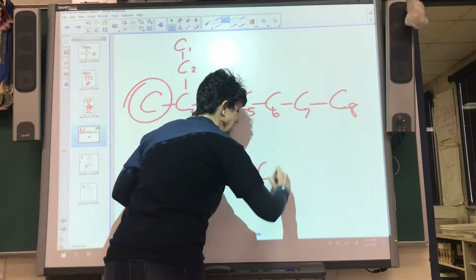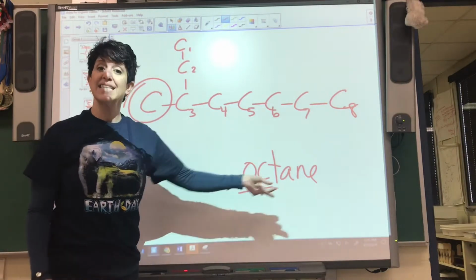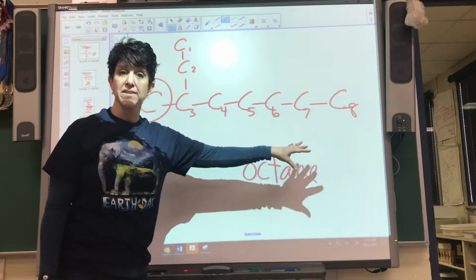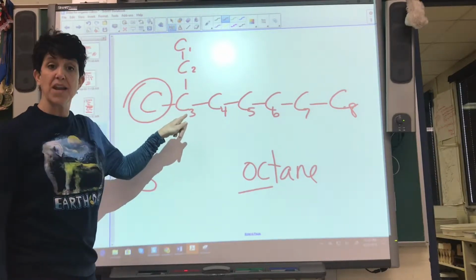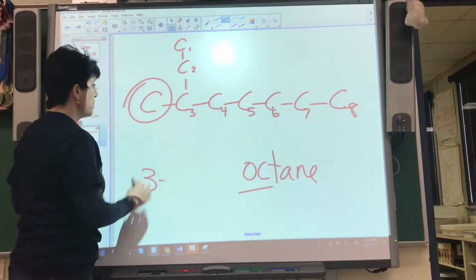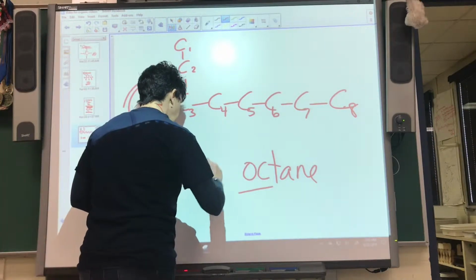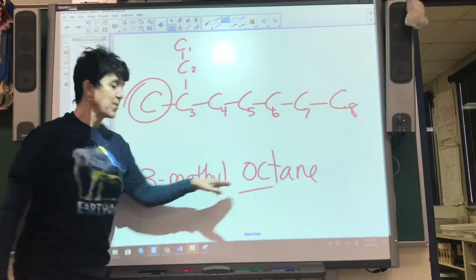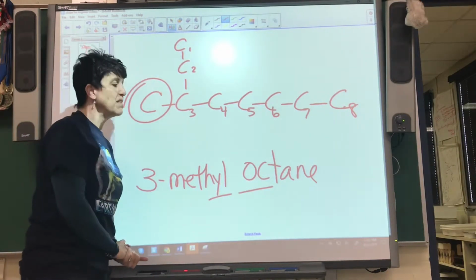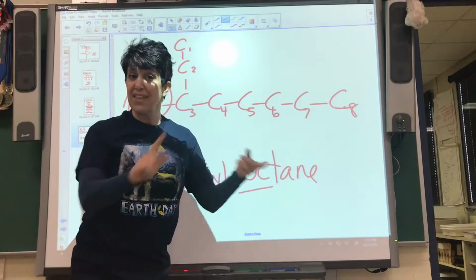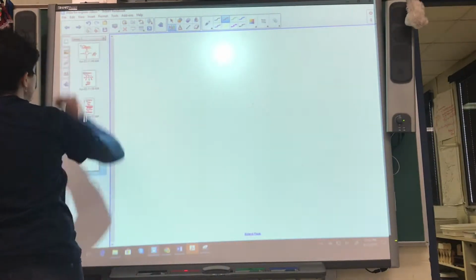That means my last name is going to be octane, because oct means 8. It's an ane because they're all singles. Now I've got to name this branch. First I start with the number that it comes off of, 3, and then there's only 1 carbon in the branch, so that means it's a 3-methyloctane. Again, branches end in YL, chains end in either ane, ene, or yne. All right, let's move forward.